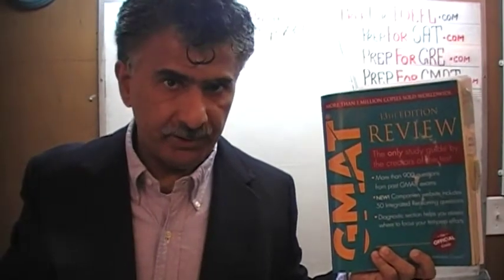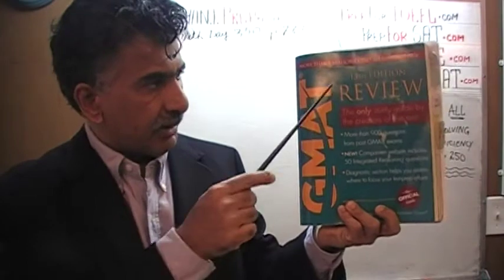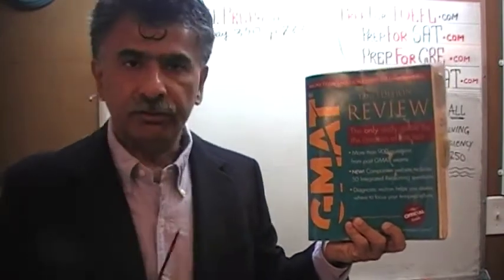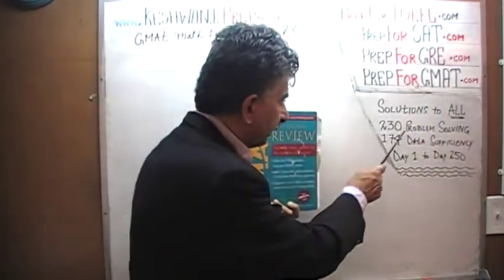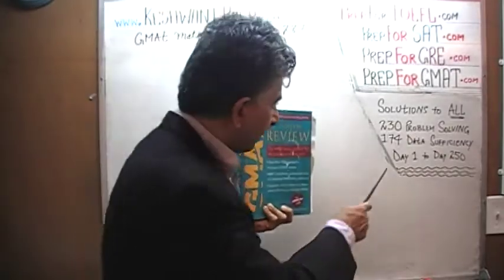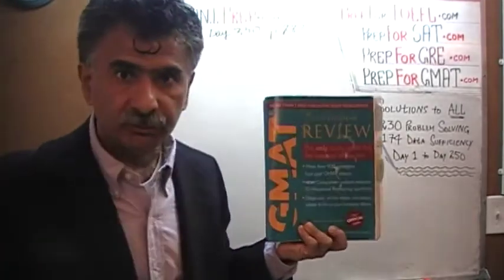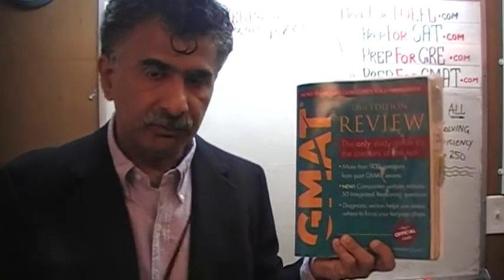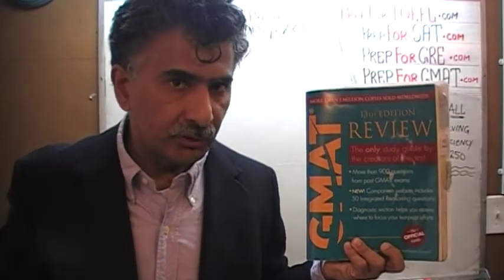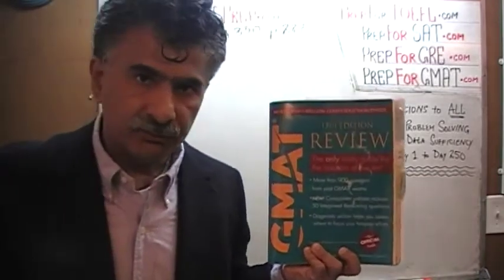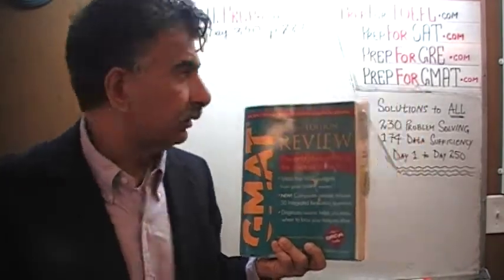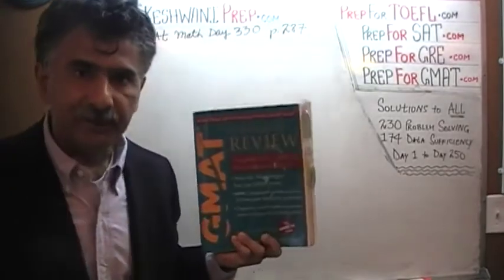We are here because we want to prepare for the GMAT. We have been solving GMAT math problems out of this book, GMAT Review, the Official Guide, 13th edition. If you do not own this book already, purchase one immediately. You're going to need it. The book contains 230 problem-solving questions and 174 data sufficiency questions. We have already solved every single math problem from this book. If you're interested in watching any of the original solutions, you will find them from day number 1 through 250. Right now we are in the process of redoing the problems and we are on page number 287. Please turn to it.